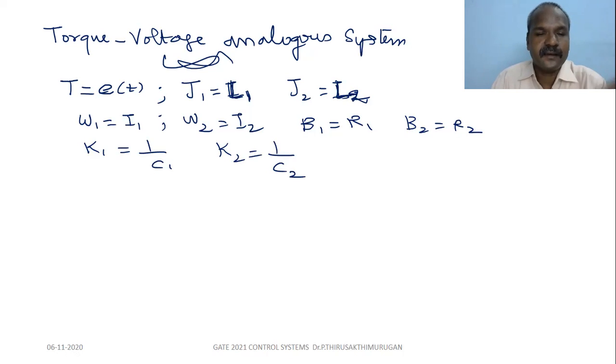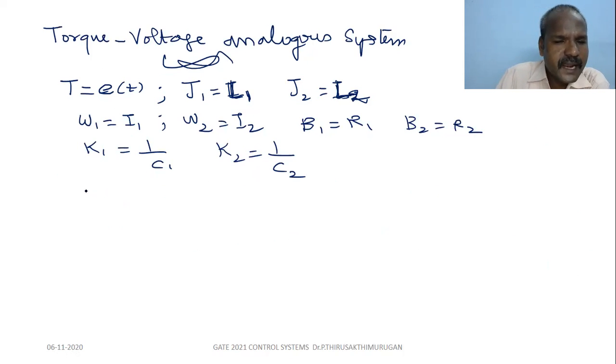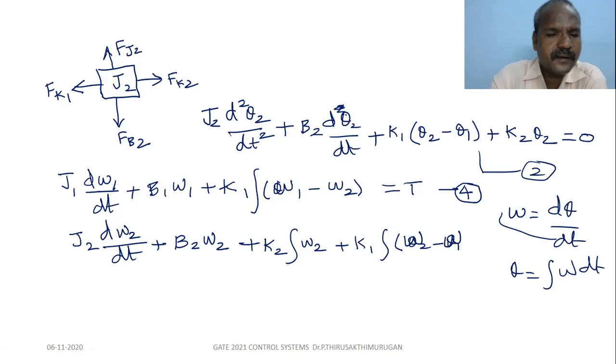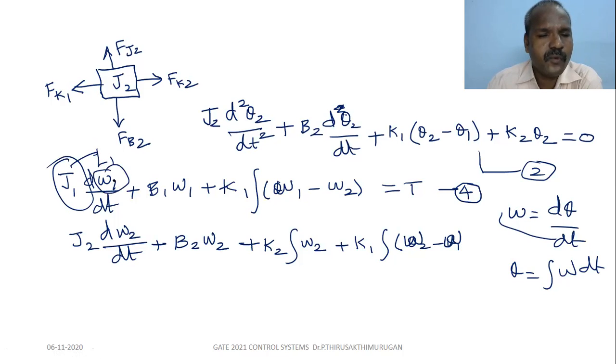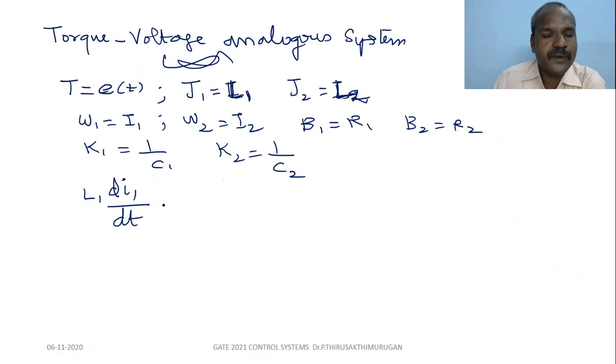Just replace this in the equation. So what is this equation? What is there instead of J1? L1 d I1 by dt, because here you see instead of J1 we put L1, and omega 1 is I1. So L1 di by dt plus, instead of B it is R, R into I, plus K1, instead of K1 it is 1 by C. What is omega? I1 minus I2, right? Very simple.